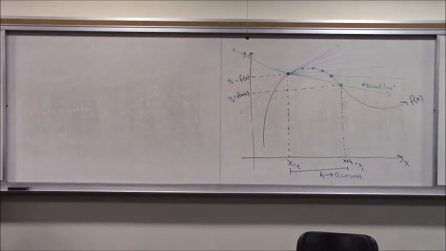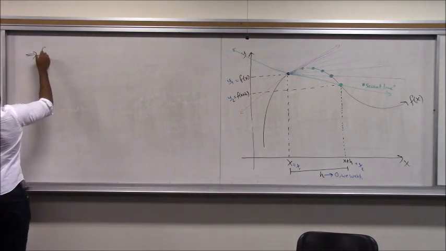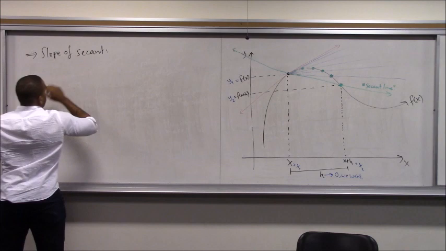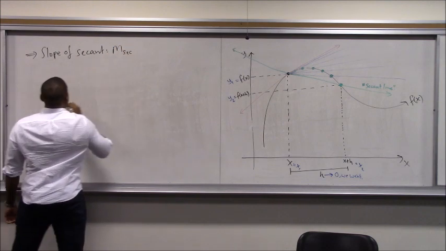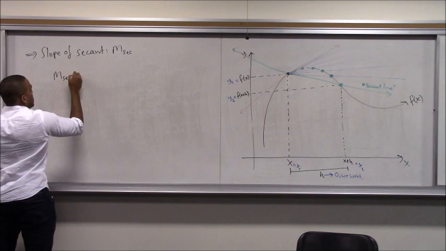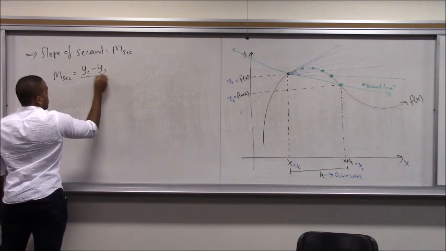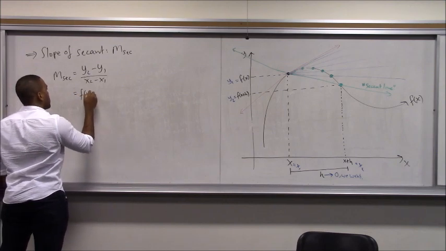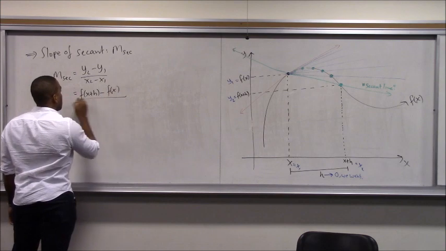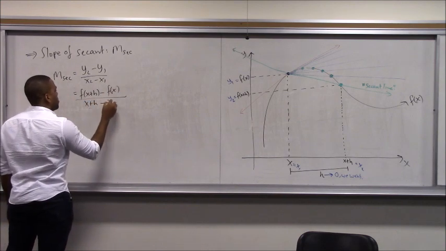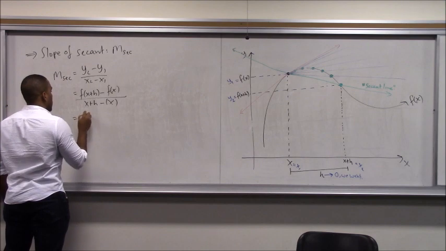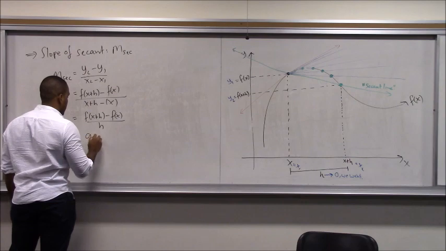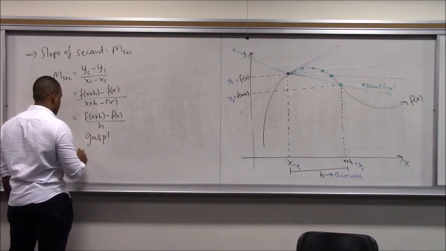So we can start by talking about the slope of the secant line, because that one we can actually measure. Let's call it m secant. The slope of the secant line is just the regular slope equation, y2 minus y1 over x2 minus x1, and we get f of x plus h minus f of x over h, gasp. It's the difference quotient.